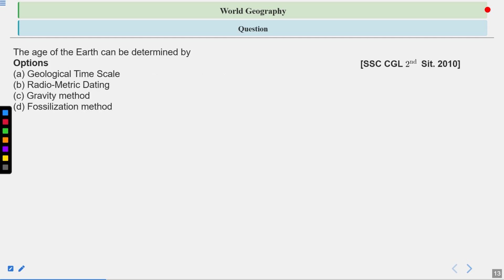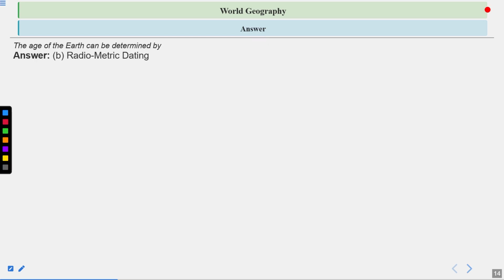The age of the earth can be determined by: options are geological time scale, radiometric dating, gravity method, fossilization method. So this is the easiest question I have ever had. I think this is easy for you as well, because the age of the earth can be determined by radiometric dating, also known as radiocarbon dating.